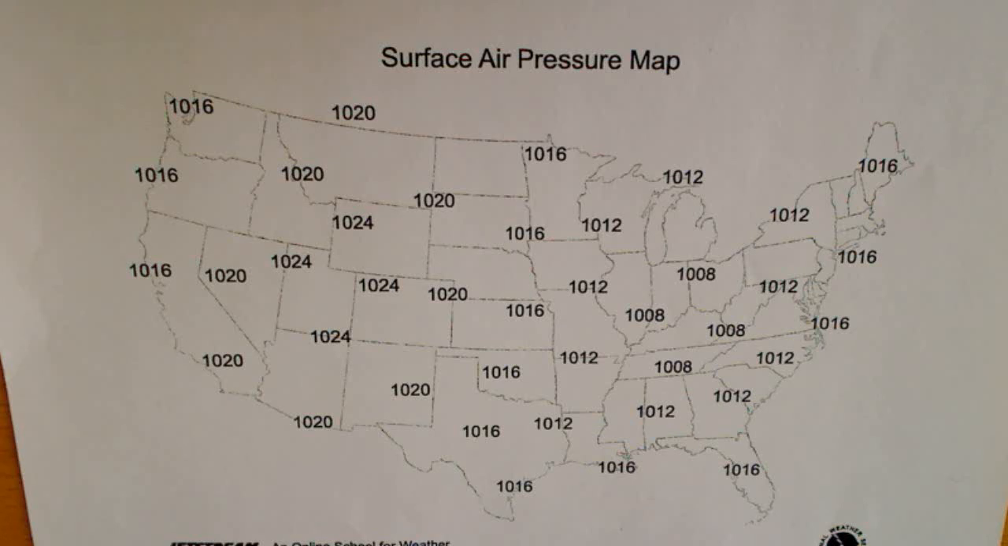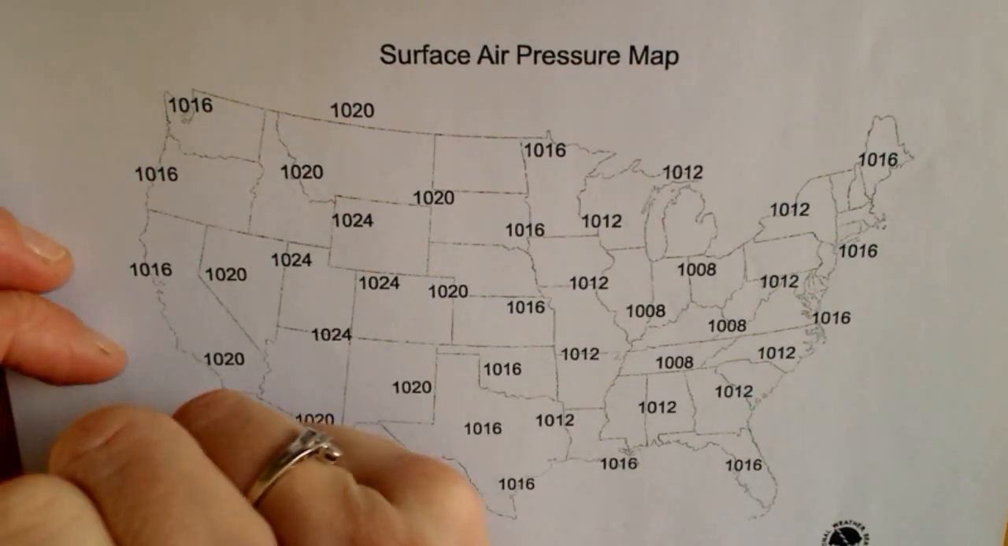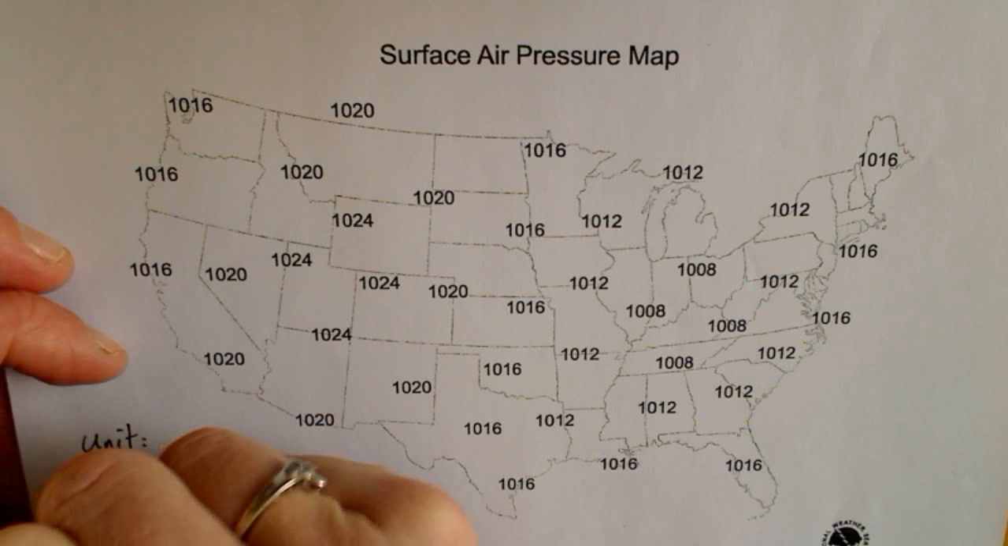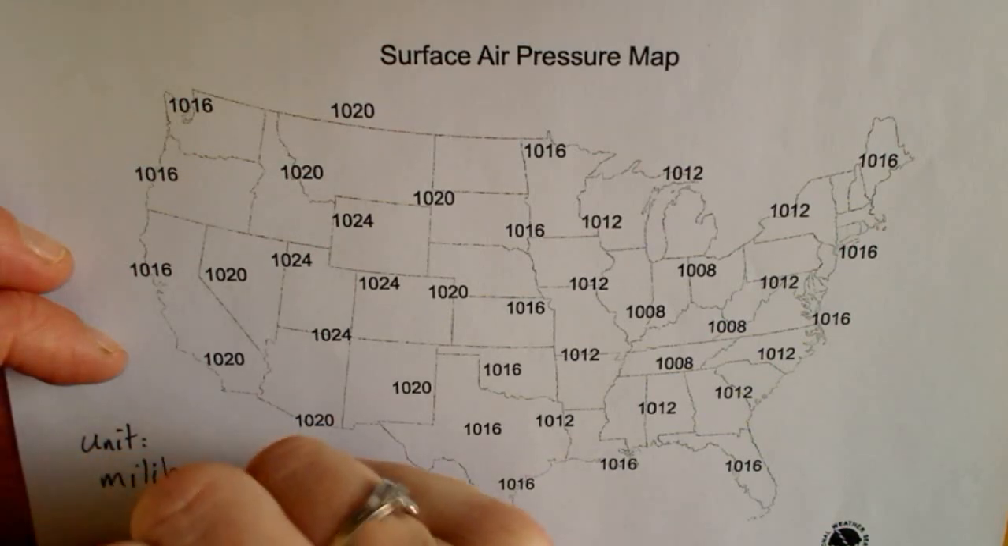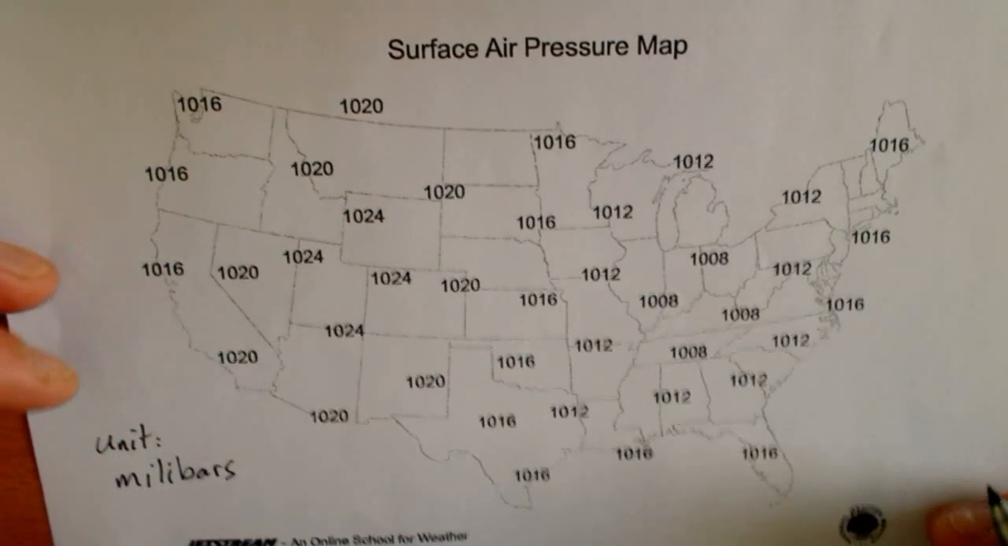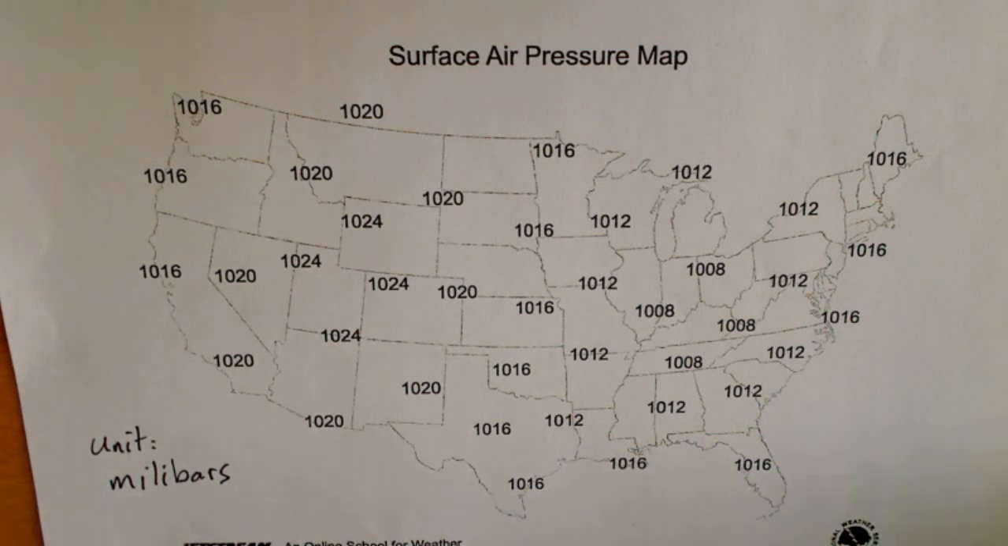Woohoo, now it's time for air pressure. Air pressure is a very important thing that meteorologists will look at. Right now, these numbers are 1,000, 1010, 1020, 1040, all these big numbers. The unit of these numbers is millibars. It could also be inches of mercury. There's a variety of different units that they use for air pressure. This one particularly is in millibars.